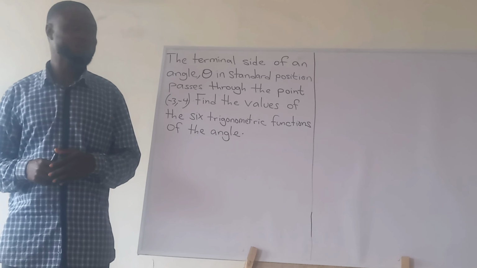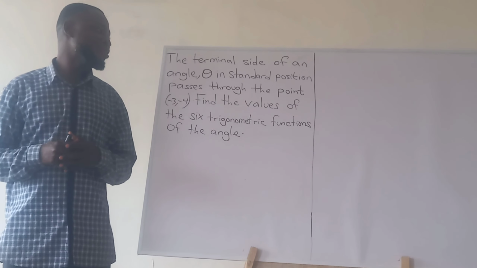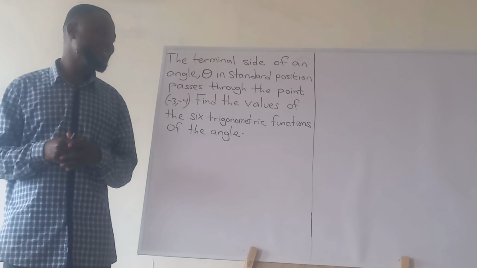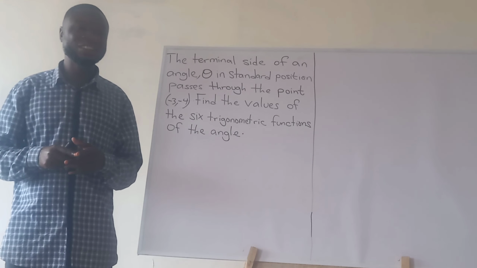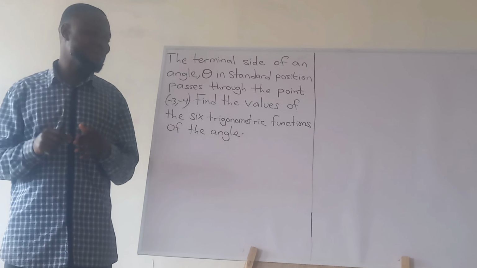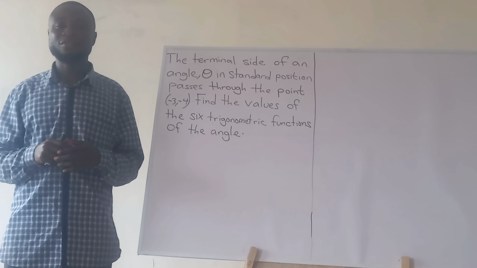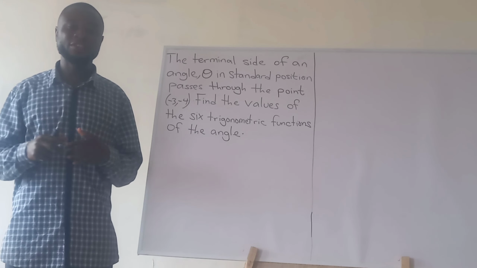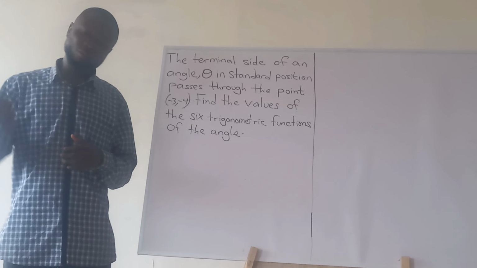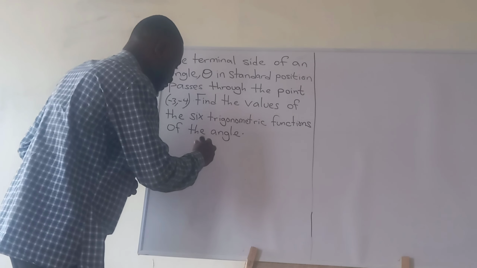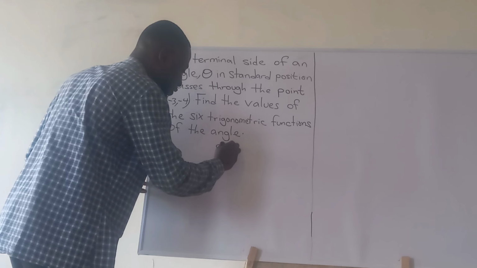Let's solve this question. It reads: the terminal side of an angle theta in standard position passes through the point -3, -4. We have to find the values of the 6 trigonometric functions of the angle. Join me and let's solve it. Good. Solution.